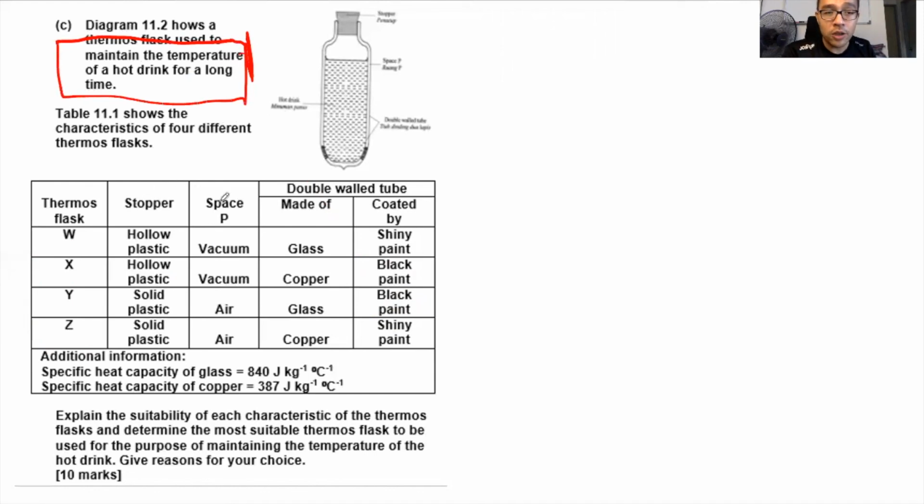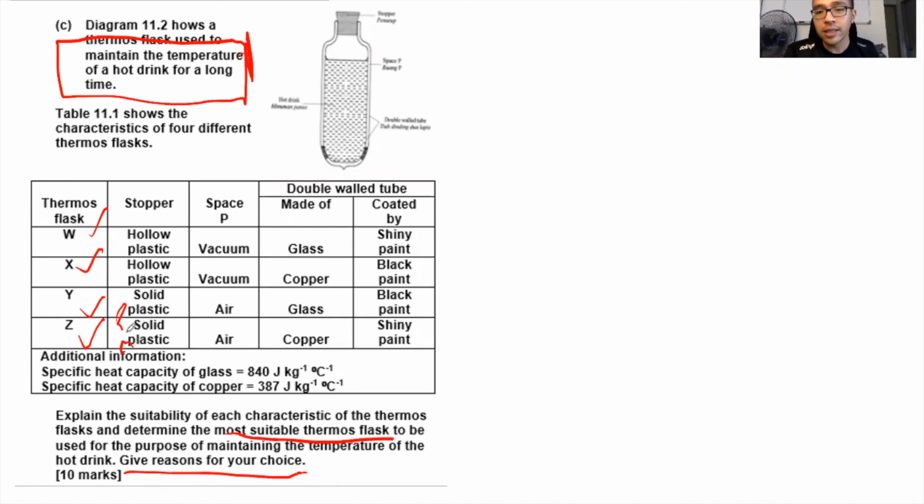Once you have made the choices for each of these characteristics, make the most suitable thermos flask. Is it W? Is it X? Is it Y? Or is it Z? Which one is it? And give the reasons for your choice. Why is the thermos flask that you choose the most suitable? So I want you to answer this now.